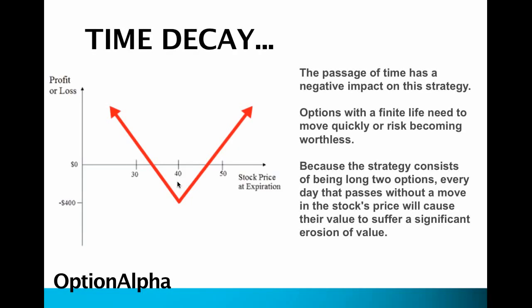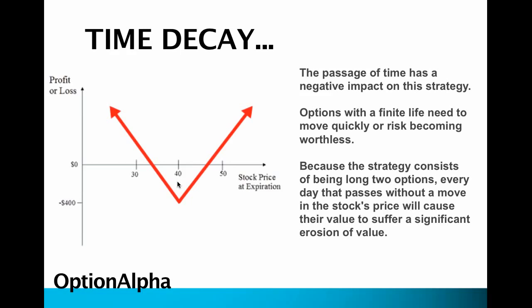Time decay is actually going to have a negative impact on this strategy as well because, again, remember that we're buying these options, so they have a finite life, and it needs to be a make or break type of strategy where the options need to move quickly, or the stock needs to move quickly in the right direction, whether that's up or down, but that needs to happen fast.